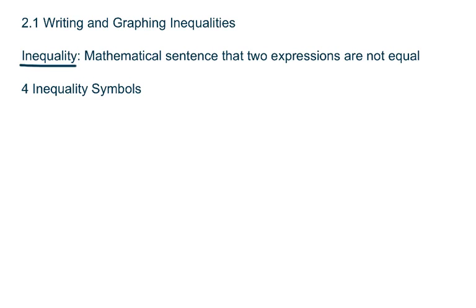One vocabulary term for now, inequality. Basically, it's a mathematical sentence that says two expressions are not equal. If they were equal, then it would be called an equation, and we worked with equations in Chapter 1. Okay, so with inequalities, there are four symbols that we're going to use. Hopefully you've seen these before.